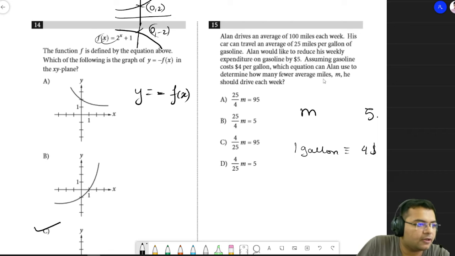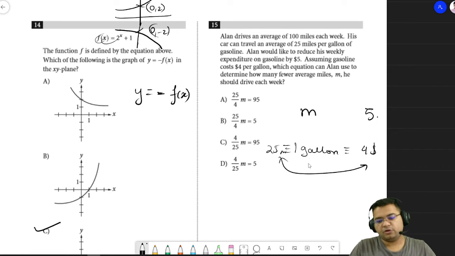$4. Fine. Also 25 miles per gallon. So 1 gallon will travel how much? 25 miles. So I can say that if he wants to travel 25 miles, he needs to spend how much? $4. Okay. So I'm trying to establish a relationship between miles and dollars here. I don't want that gallon term because it's not helpful to us, right? It's just given there to increase the length of the question.